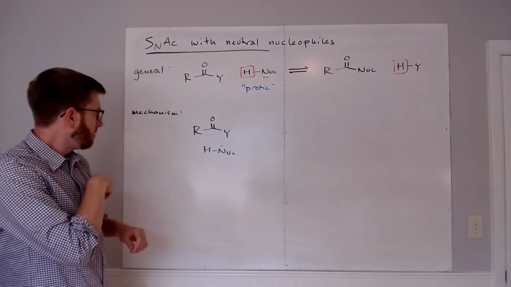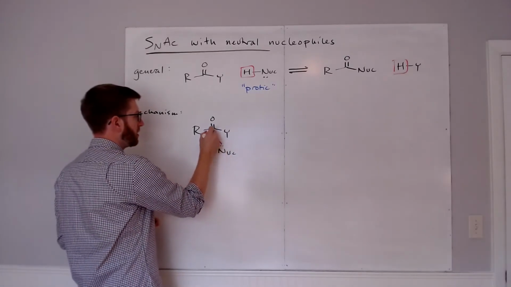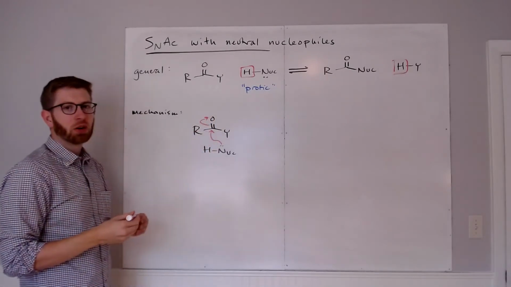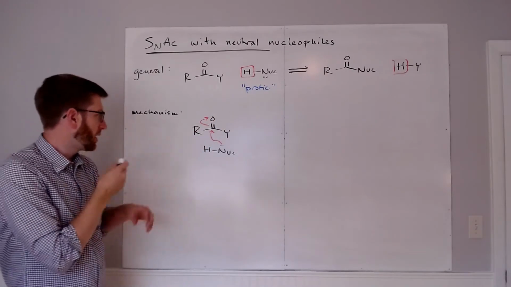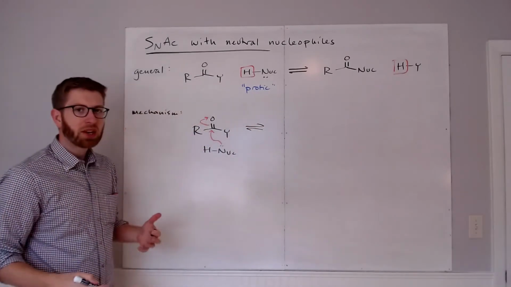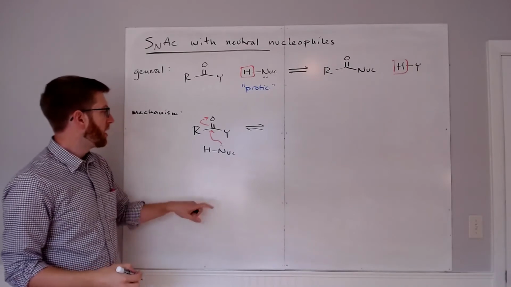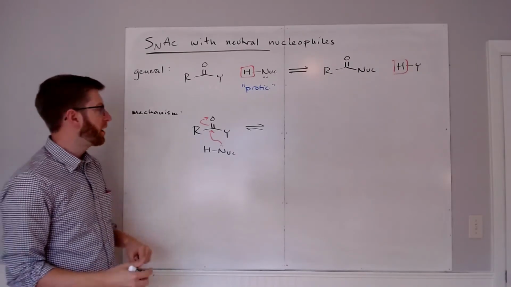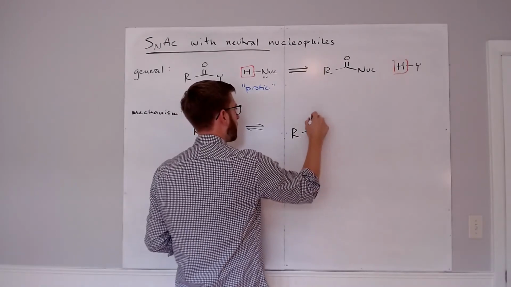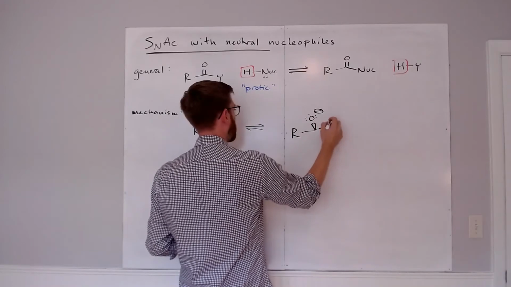To get started, we'll do what we would think of as normal for the SNAc process. We will bond the nucleophilic atom to the carbonyl carbon and break the CO pi bond to make our tetrahedral intermediate. But you'll notice I haven't done anything with this hydrogen yet. There's not anything I can do just yet in most senses. I'm just going to focus on the nucleophile electrophile chemistry. So that gets us to an intermediate that will look like this.